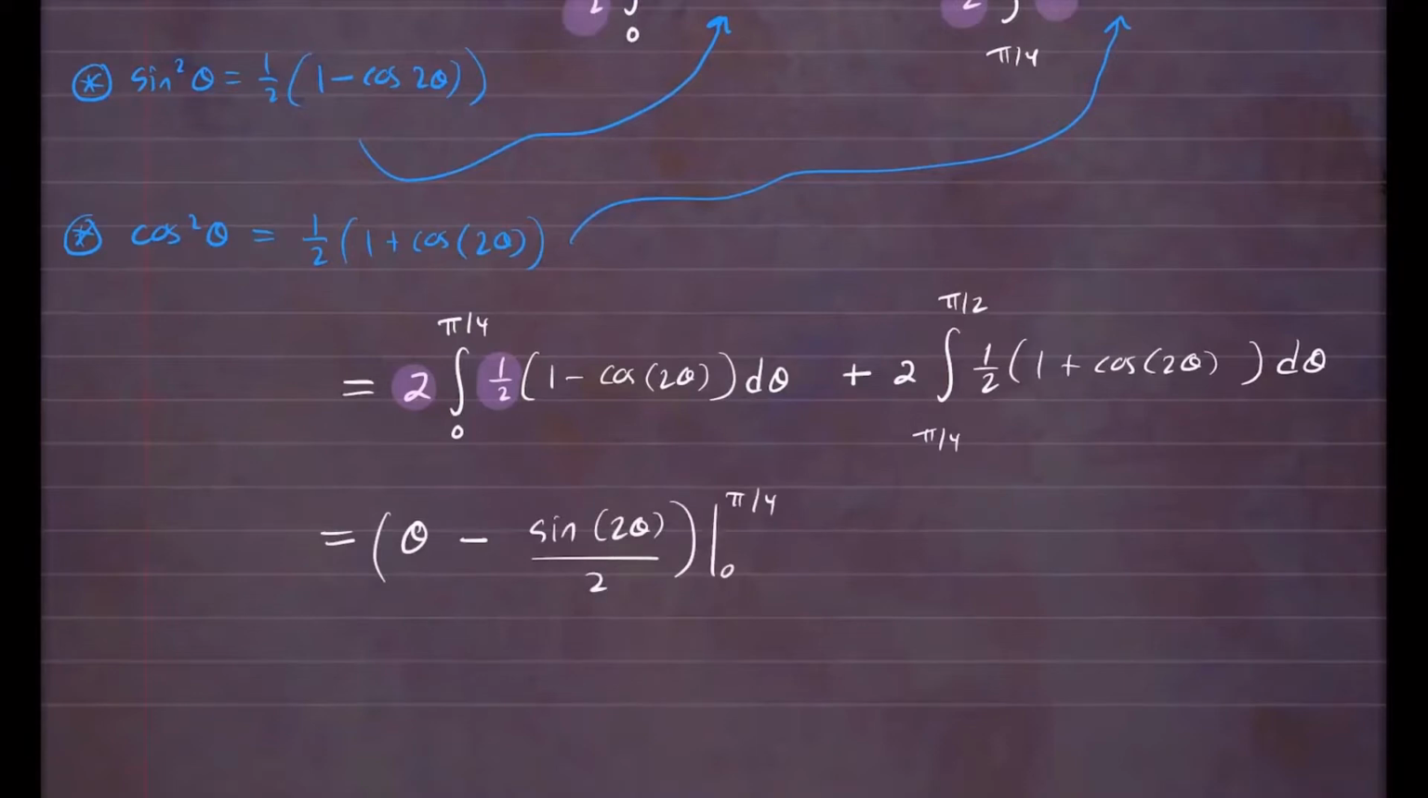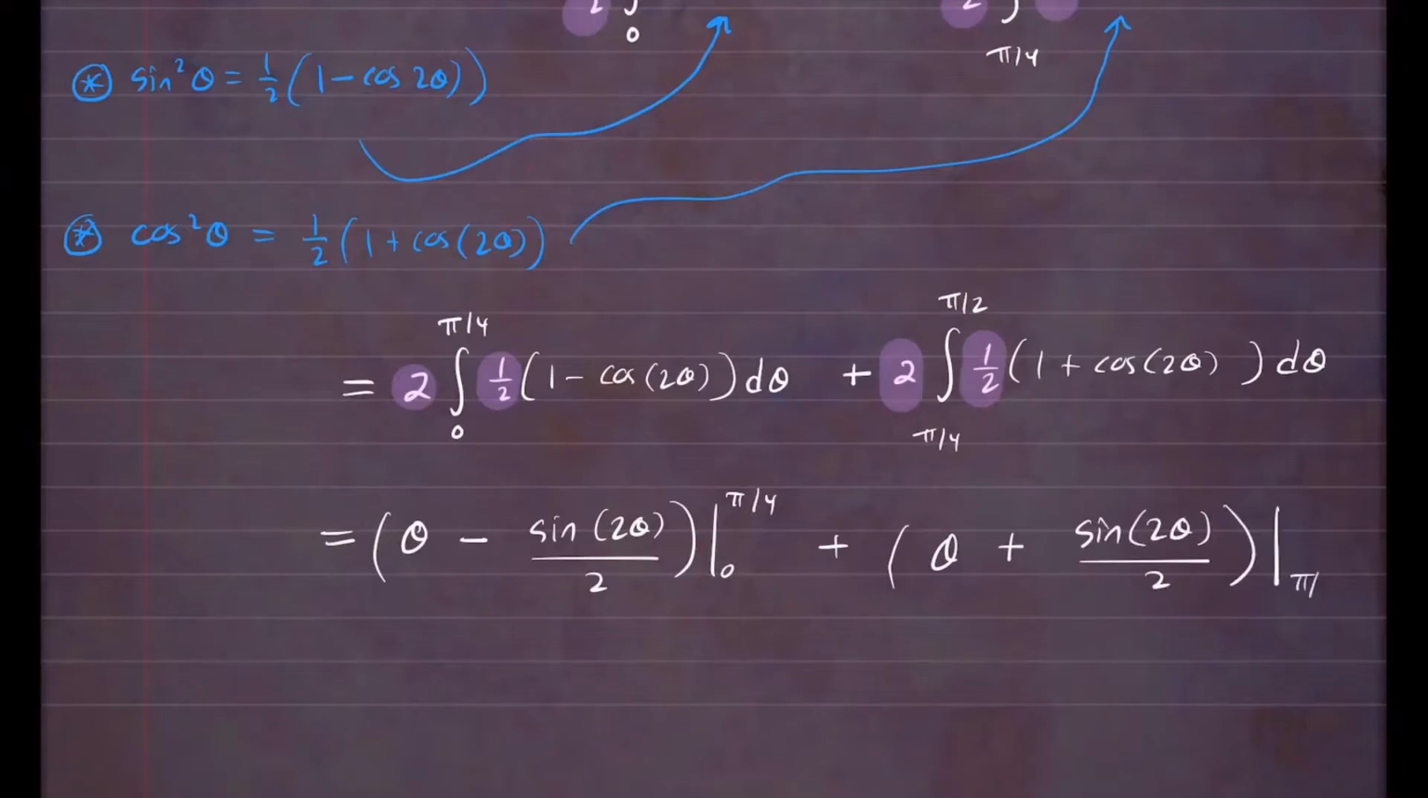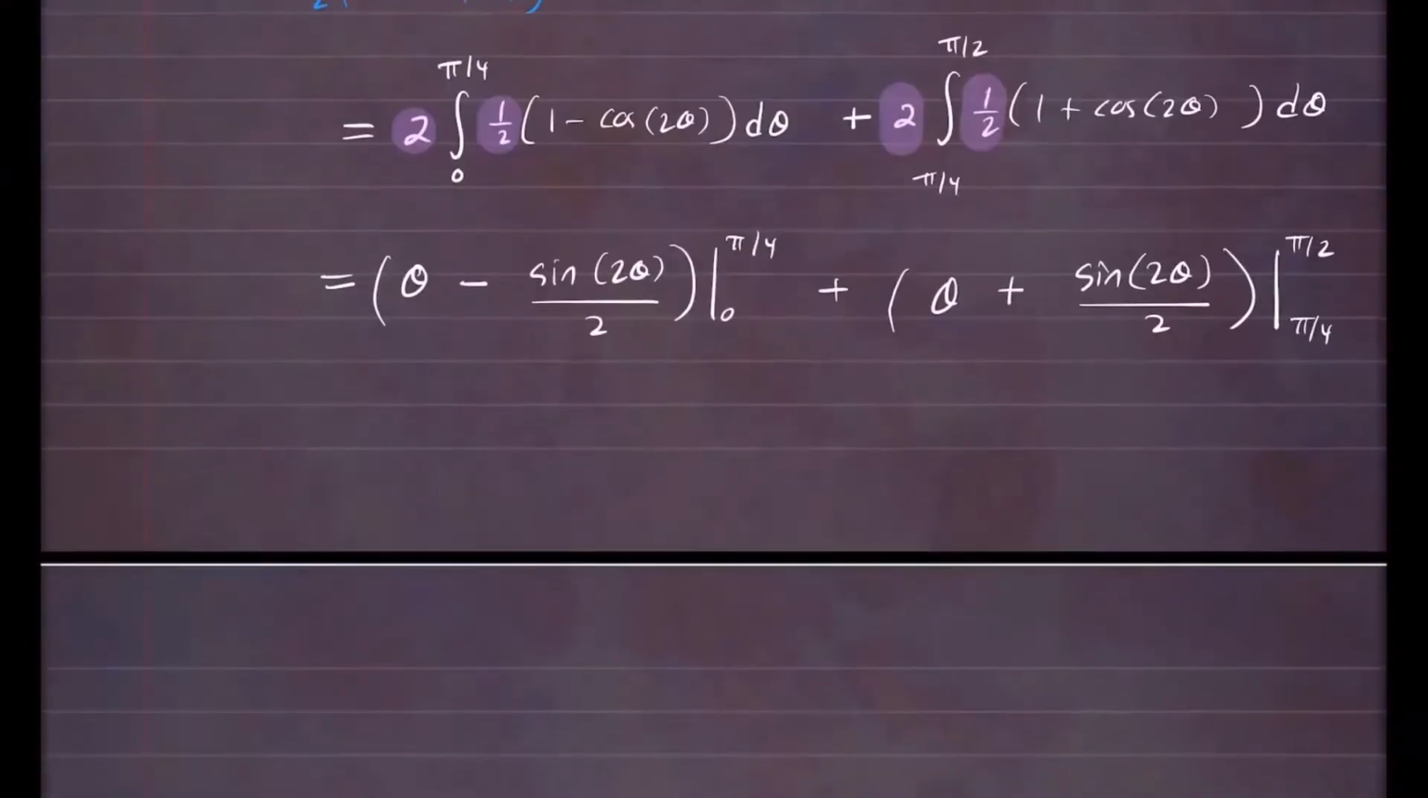For the second piece, we're going to do the same thing. So again, I'm going to simplify these so they cancel. Integral of 1, that's going to be just theta. And integral of cosine, that's going to be sine 2 theta over 2. We're going to take this from pi over 4 to pi over 2. And now plugging in the upper limit of integration and lower limit.